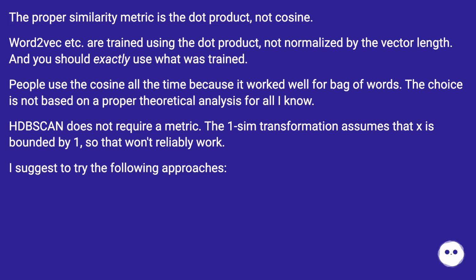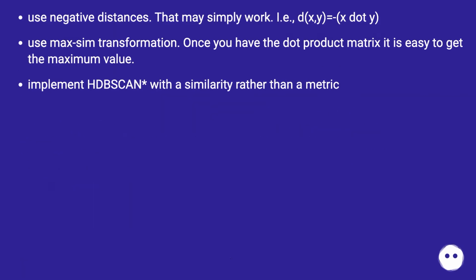hdbscan does not require a metric. The one-minus-sim transformation assumes that x is bounded by 1, so that won't reliably work. I suggest to try the following approaches. Use negative distances. That may simply work, i.e., d(x,y) = -x·y. Use max-sim transformation. Once you have the dot product matrix, it is easy to get the maximum value. Implement hdbscan* with a similarity rather than a metric.